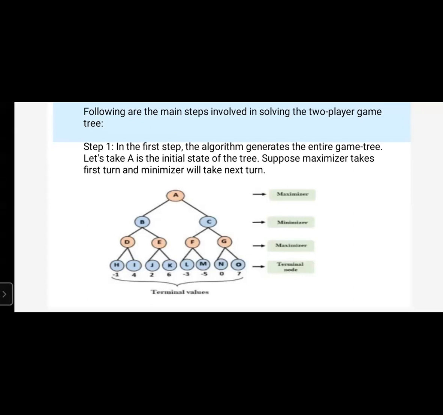Here D, E, F, G are maximizers. Next H, I, J, K, L, M, N and O are the terminal nodes. To summarize: A is the maximizer. B and C are minimizers. D, E, F, G are maximizers. And H through O are the terminal nodes.